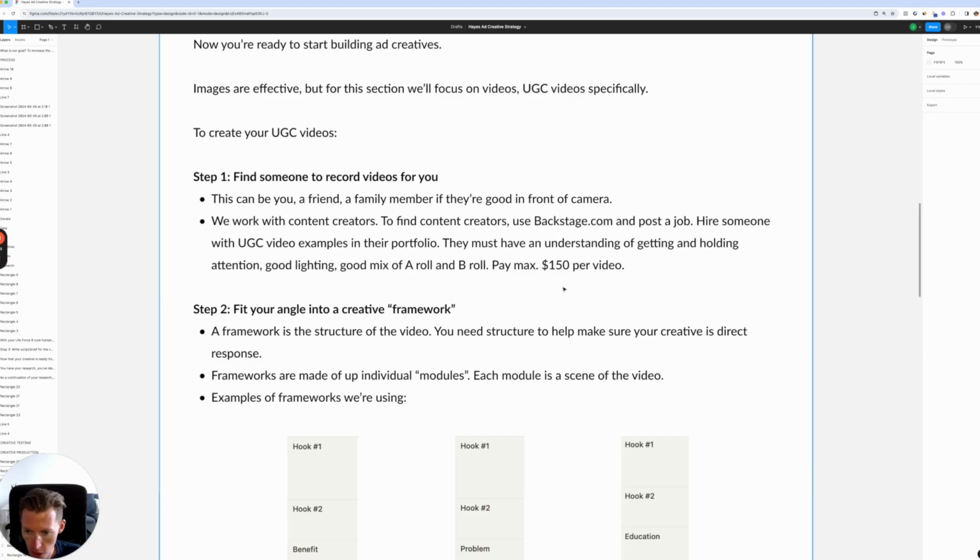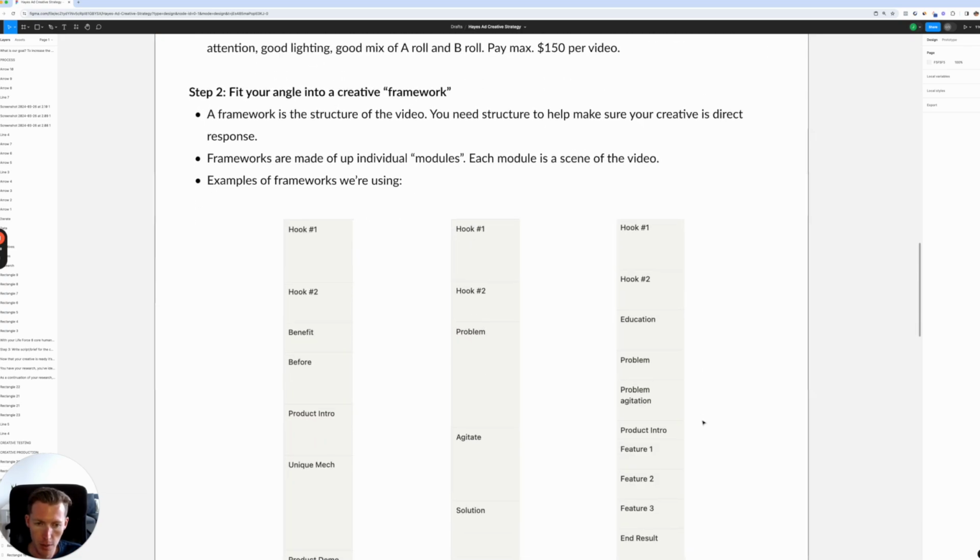Now, what is a framework? A framework is a structure of the video, right? And you need structure to help make sure that your creative is direct response. Otherwise, you can go off on tangents, you can create a creative that doesn't really have much structure to it, and this is really just keeping you on track to your outcome. Frameworks are made up of individual modules. Each module is a scene within the video, as we're going to see, with some examples right here.